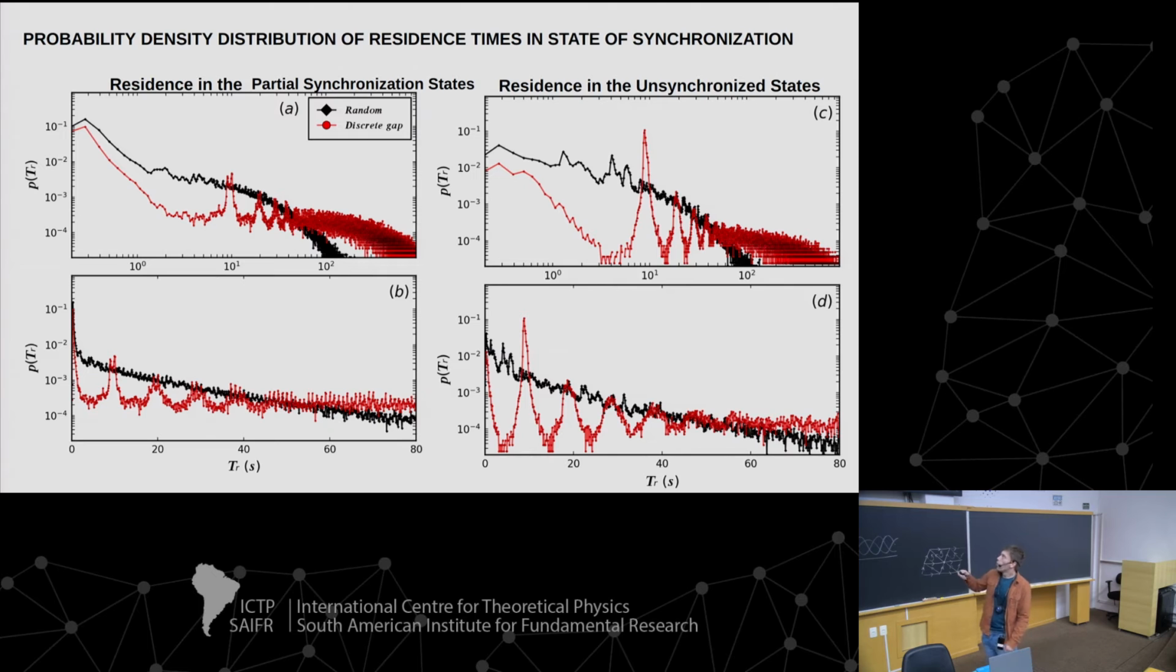Then, what are the residence time probability distributions? You can use the discrete gaps, as I showed, and compare to a usual random distribution of parameters. The random distribution of parameters always gives something similar to a power law, as expected. Everyone shows power laws when there is intermittent dynamics, right? But when you have a frequency gap between the oscillators, you see that there are peaks in the probability distribution of time.